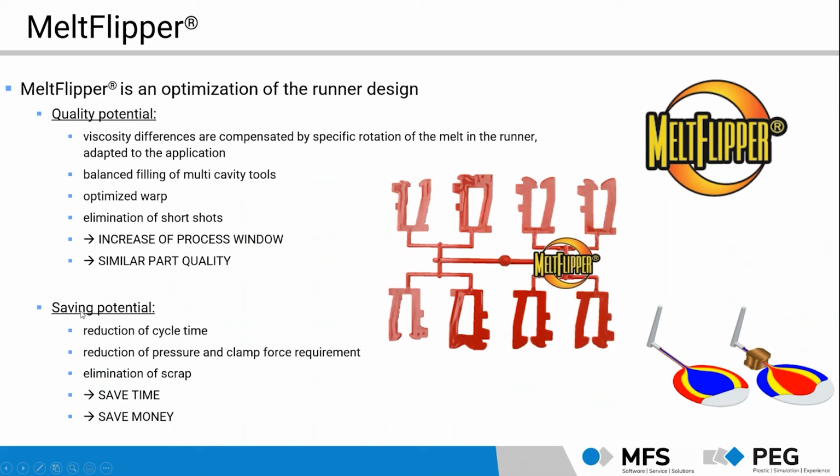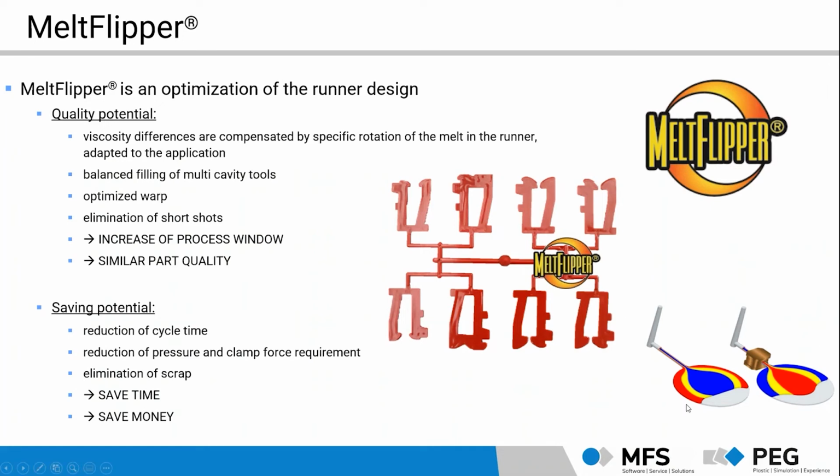On the other hand, we have then also the saving potentials like the reduction of the cycle time, when it comes to cooling time or packing times. We have a reduction of pressure and clamp force requirement when we do not have to compensate this unbalanced filling by higher pressures, and with that coming higher clamp force requirements. We have, of course, the elimination of scrap. So in total, we save time, and of course, we save money.